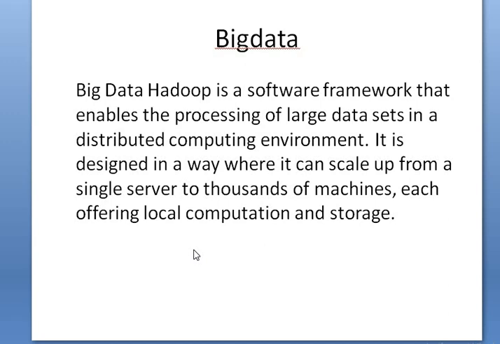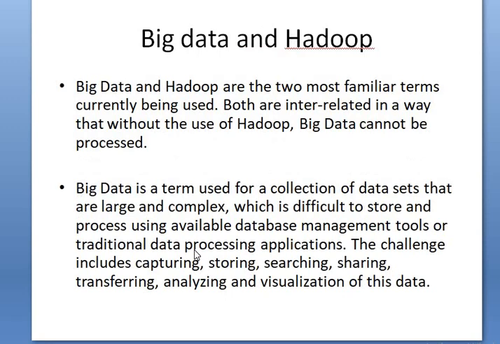Big data and Hadoop is a software framework that enables the processing of large data sets in a distributed computing environment. It is designed in a way where it can scale up from a single server to thousands of machines, each offering local computation and storage. We are going to see the big data and Hadoop, the relationship between big data and Hadoop.